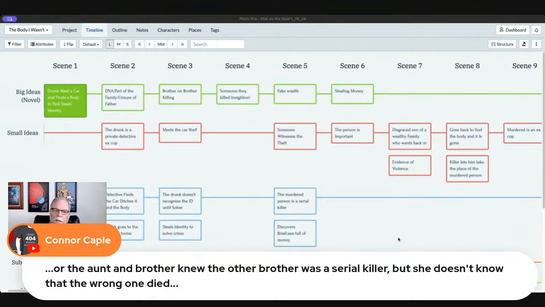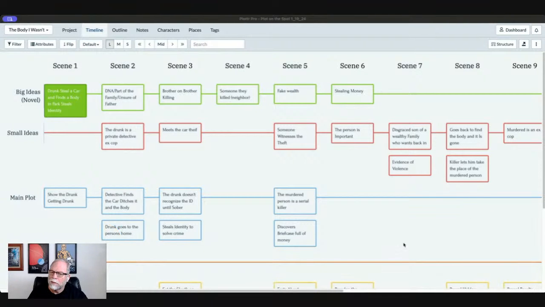About the aunt and the brother knew the other brother was a serial killer, didn't know that the wrong one died. That would be kind of creepy. That's kind of a cool idea. And there's some of these that we can combine. That is a great idea, Connor. That's a pretty cool thing. That's a pretty good secret.